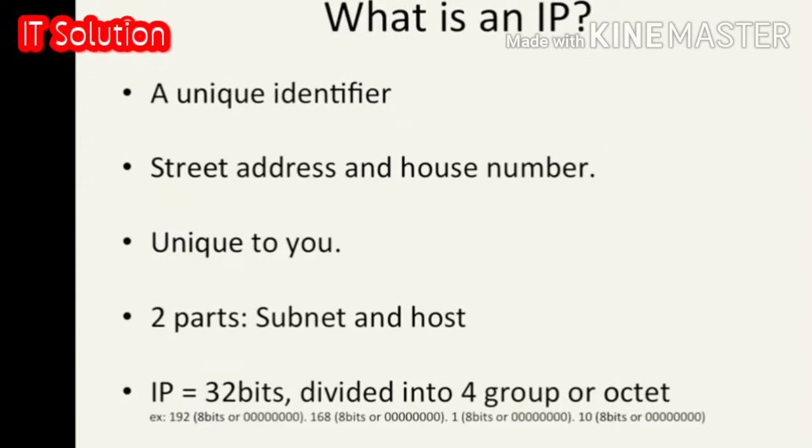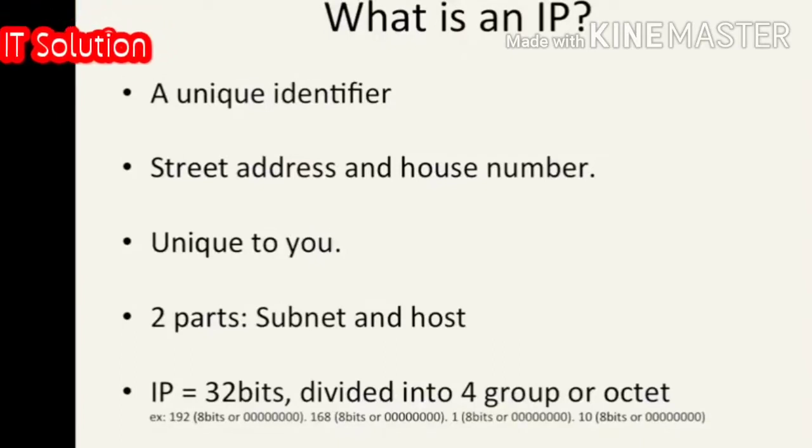So what is an IP? Well, an IP is a unique identifier that all devices have. Think of an IP address as a street address and a house number that is unique to you, right? And there's two parts to that. There is a subnet portion and then there's a host, like a street address and a house number.